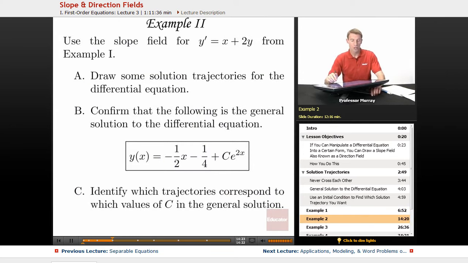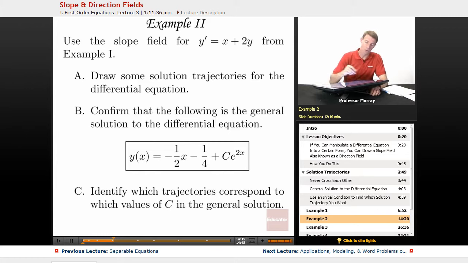So in example 2, we're going to use the slope field for y prime plus x equals x plus 2y from example 1. That was the slope field we generated back in the previous example. If you haven't worked through that one, you really want to check that one out so that you understand this example. In the next slide, I'm going to give you a computer-drawn slope field, so it will be a little bit easier for me to work with.